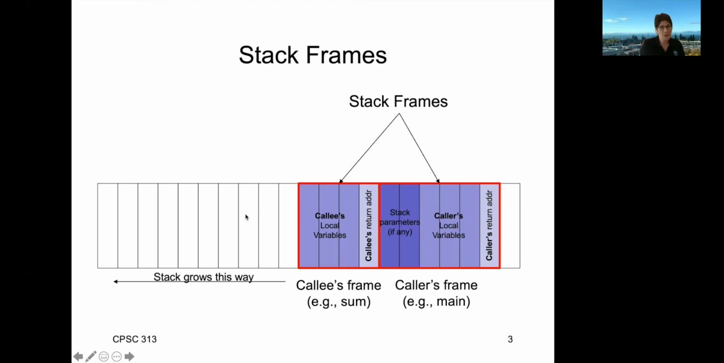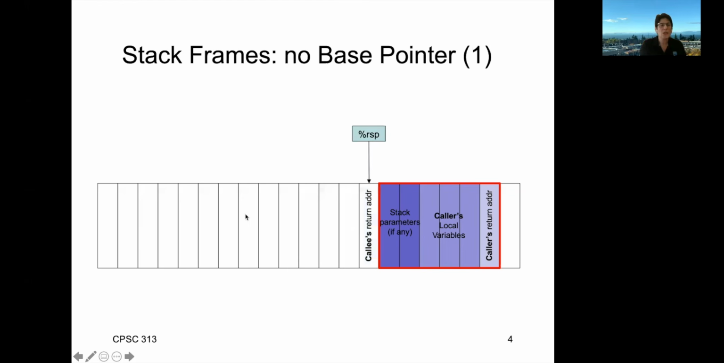Now, it turns out that there are two different ways you can manage your stack, and I'm going to step through both of those. The first technique assumes that you don't have a base pointer or a frame pointer. We don't have a reserved register that we're going to use to keep track of our frames. And so instead, we'll use the stack pointer to do that. So let's imagine that we were executing in a function and we just made a function call. So we know that that function call pushed the return address onto the stack. So our stack pointer is pointing at that return address.